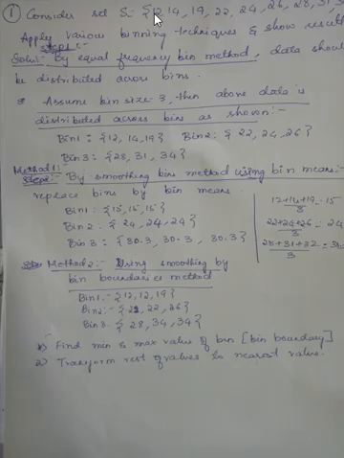Bin 1 would have the first 3 values 12, 14, 19. Bin 2 will have the next 3 values 22, 24, 26. Bin 3 would have the last 3 values 28, 31 and 34. Now we have to start with the binning methods. We have discussed the various binning methods in the earlier sessions. In this problem we are going to apply two binning methods. One is the smoothing by bin means method, and the other one is the boundary method.